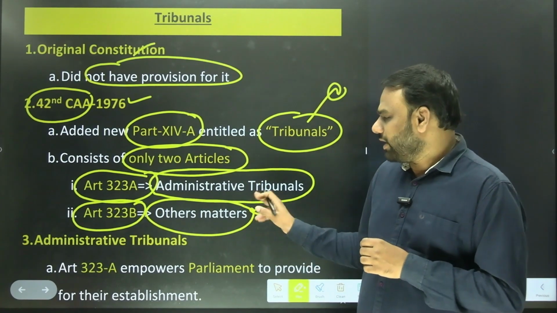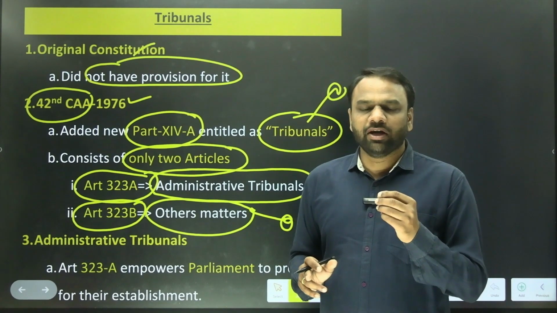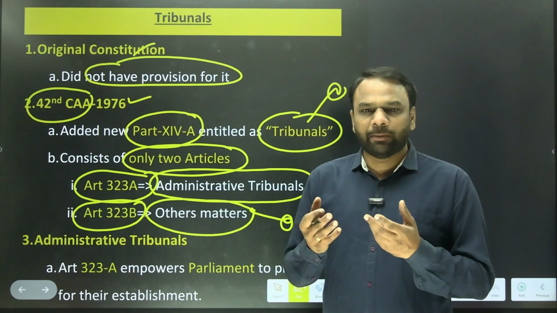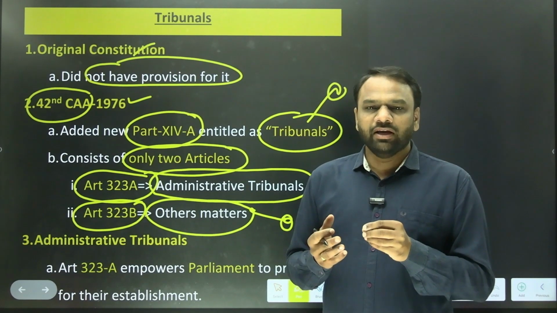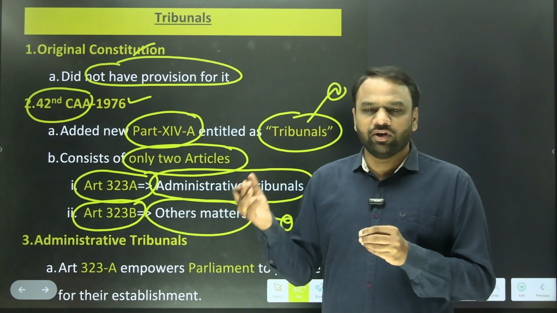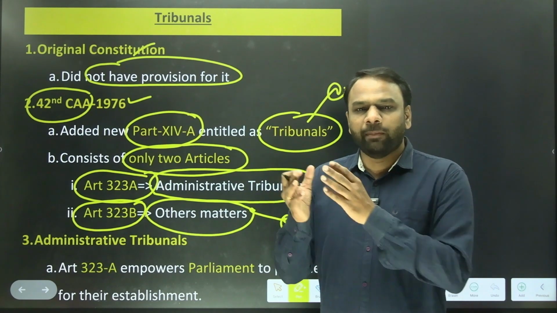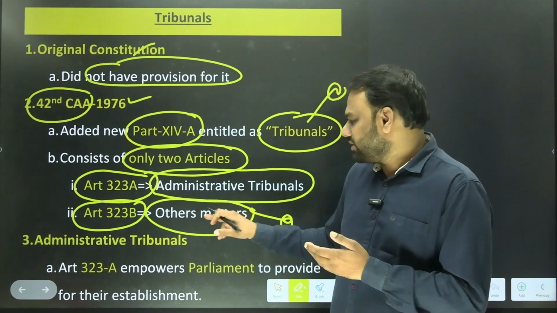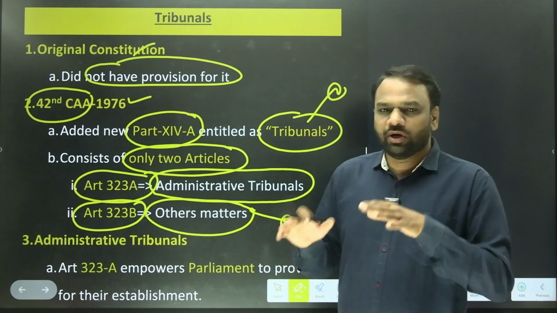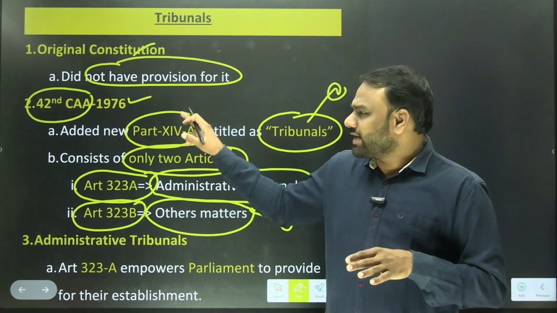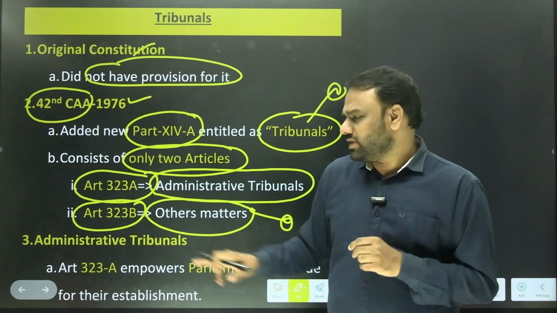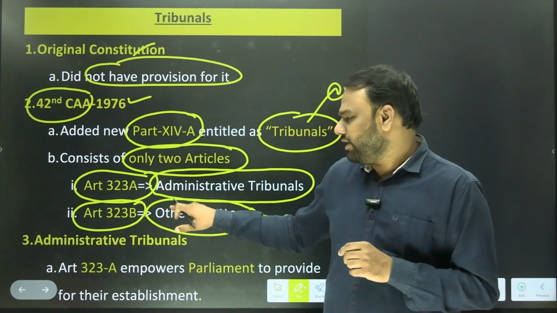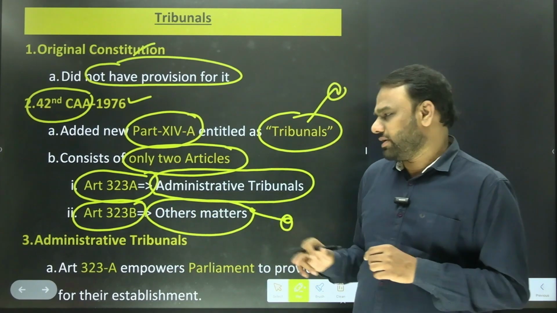And other matters. For example, if you have a dispute related to some product, say a food product, and you are not satisfied with it, then rather than going to the High Court, District Court or Supreme Court, you will go to a particular tribunal which only handles matters related to food. Such tribunals are considered as other matters. So at the superficial level, the 42nd Constitutional Amendment Act introduced only two articles: 323A, which deals with administrative tribunals, and 323B, which deals with other matters. Very important.